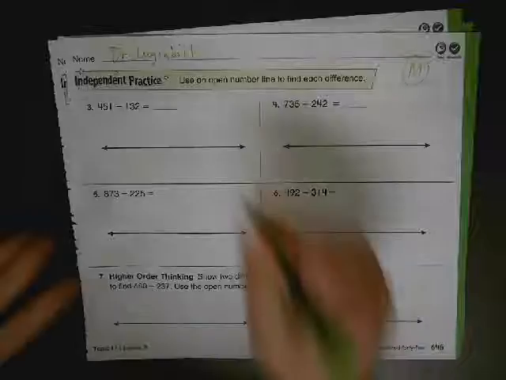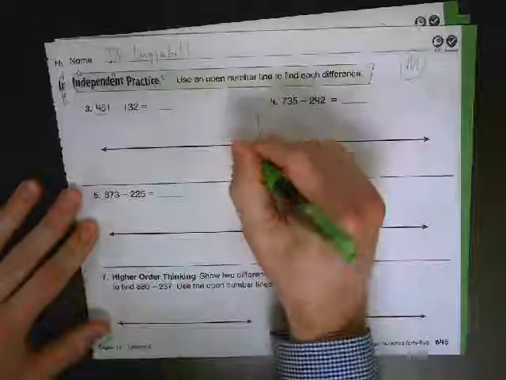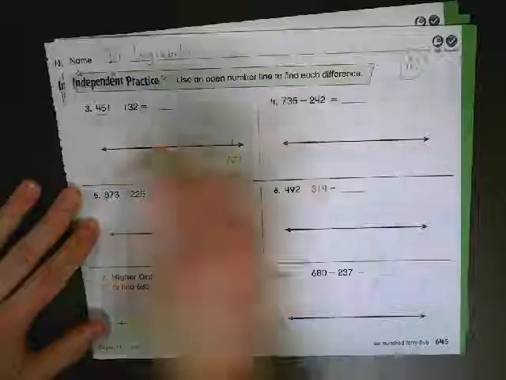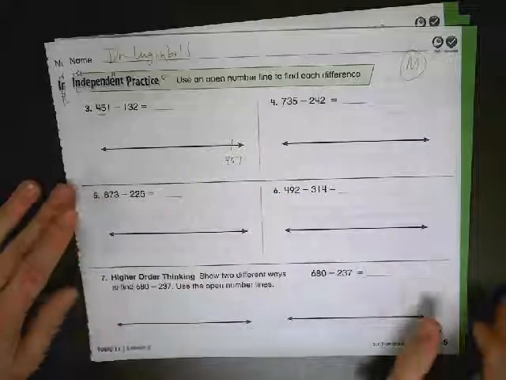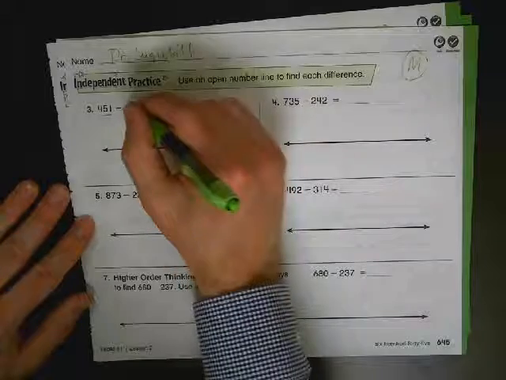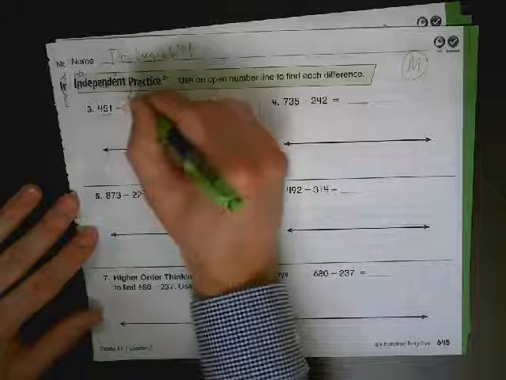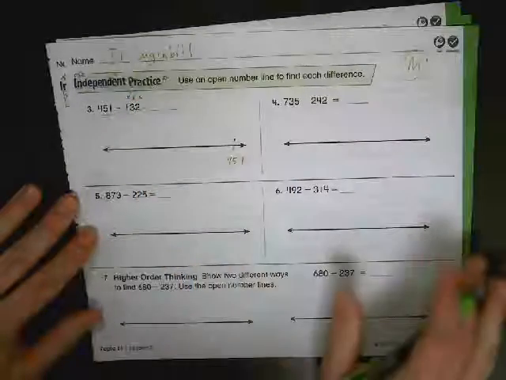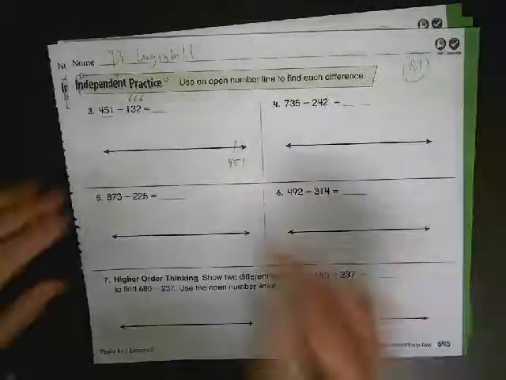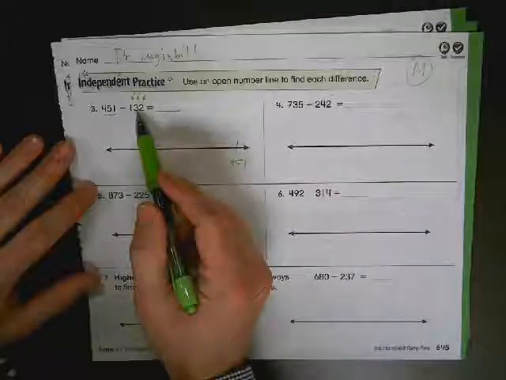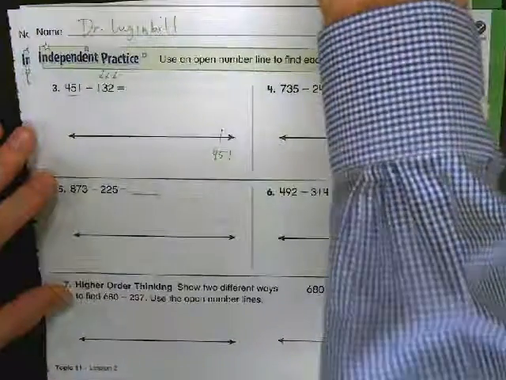So what does that look like? 451 is your minuend. Your subtrahend is 132. We're going to start at 451. We're not going to start down here like we're adding, because we're going to hop back. Again, we talked about splitting this number apart and breaking it down into manageable steps. You have a hundreds digit, a tens digit, and a ones digit. Just start with the hundreds digit.